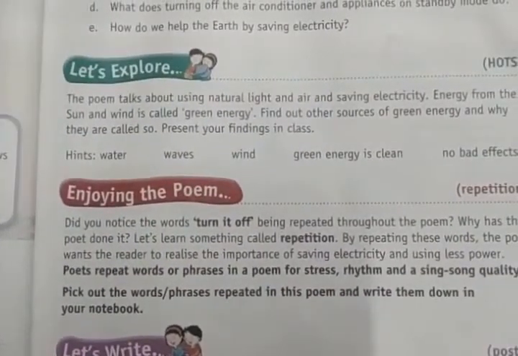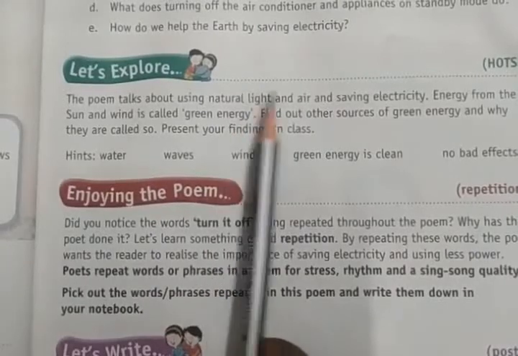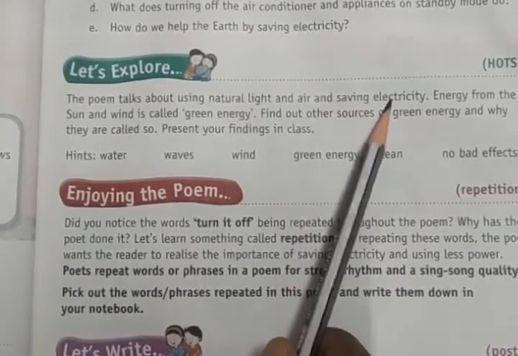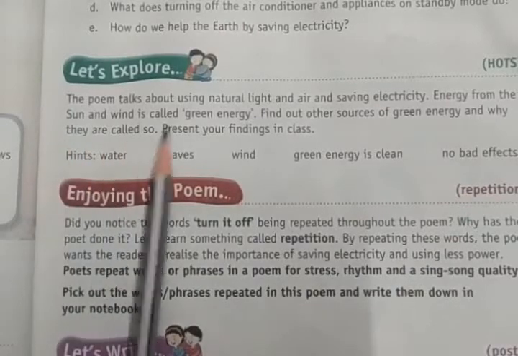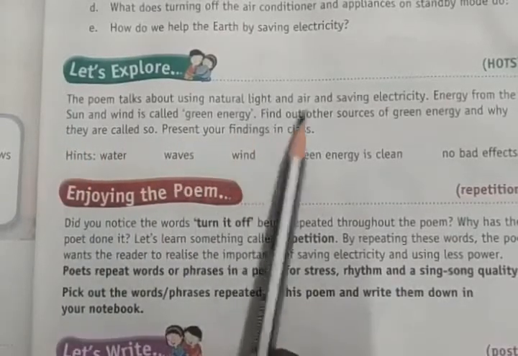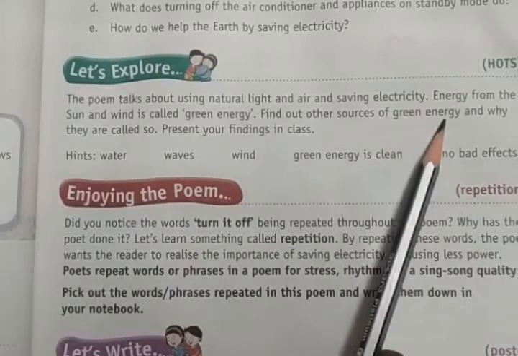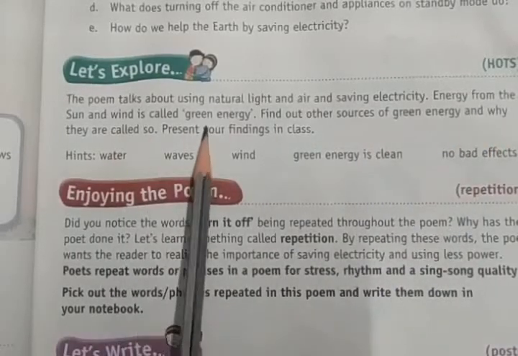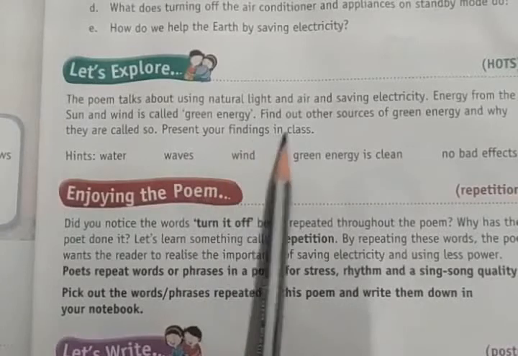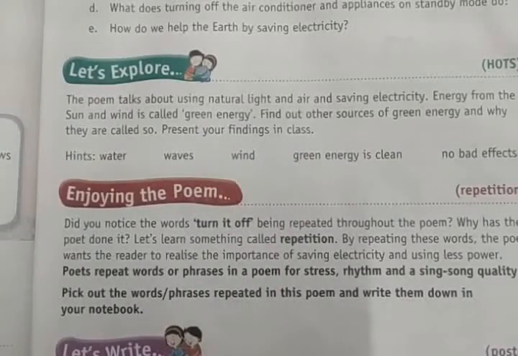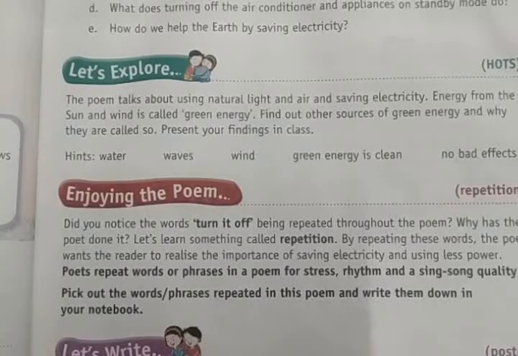The poem talks about the natural light and the air and saving the electricity. Energy from the sun and the wind is called green energy. Find out the other sources of green energy and why they are called so. Present your findings in the class. Shall I tell you? Hints are: water is a natural source of energy. Waves are again energy, and wind. Green energy is called clean. Green energy is clean, with no bad effects.